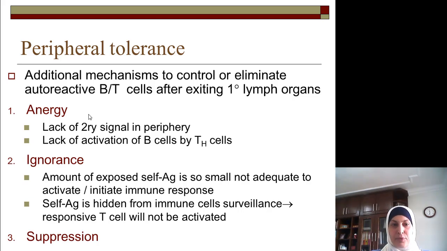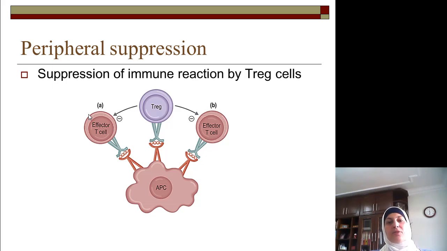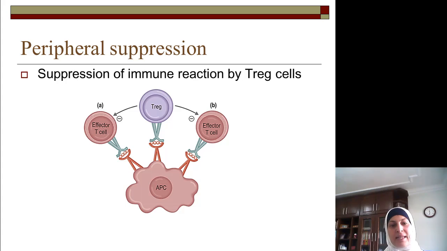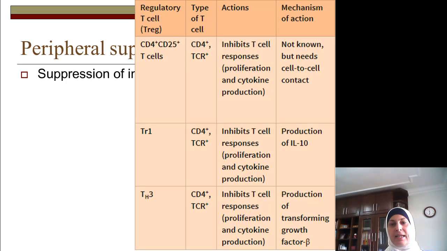And the third mechanism is suppression. What we mean by suppression is to suppress any immune reaction by the presence of T cells that control the immune reaction, which is the Treg. Remember, we said one of the classes of the CD4 T cells is the Treg that regulates the immune reaction. There are different mechanisms the regulatory T cells follow to control the reaction, either by direct contact, as in the image we've seen here. So there is direct cell-to-cell contact, and in this case, it will inhibit the activation of these T cells.